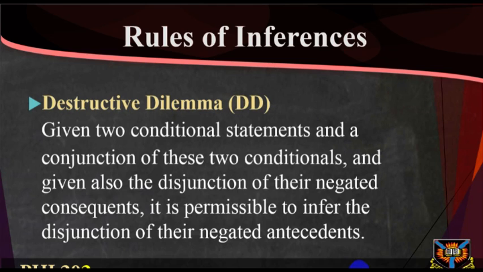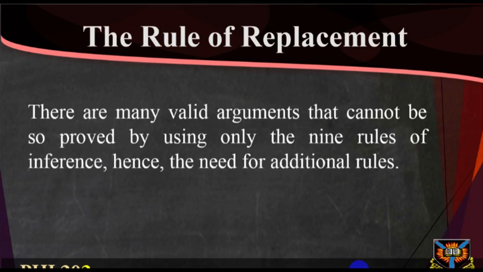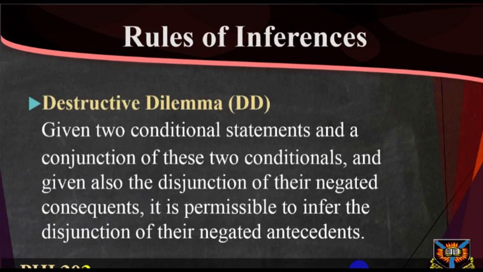Let us now identify the rule of inference by which the conclusion follows from the premise or premises in each of the following arguments. Number 1. A or B, then D. Not D, therefore not A or B. The answer is modus tollens, MT, also known as deny the consequence, DC.